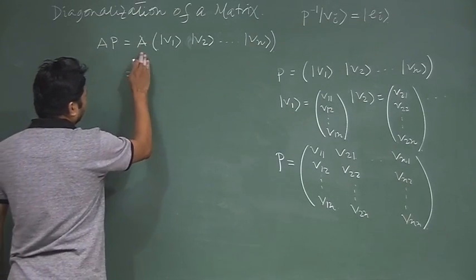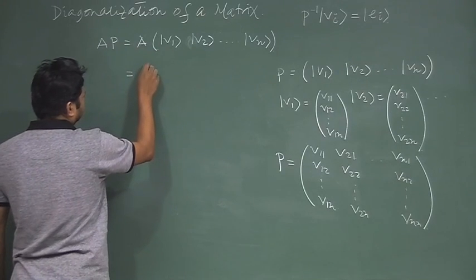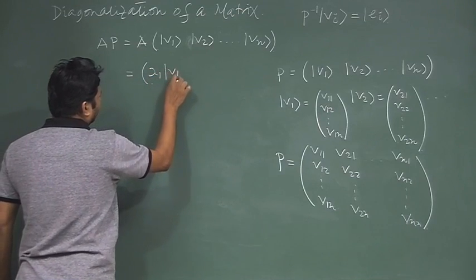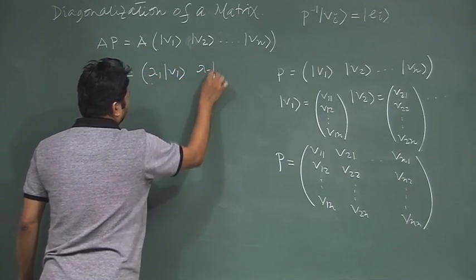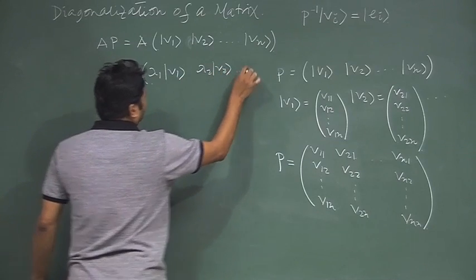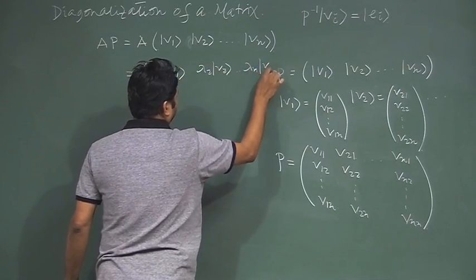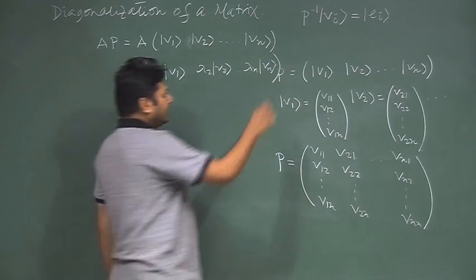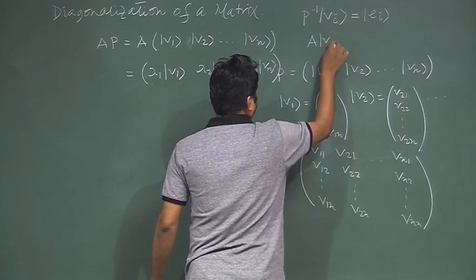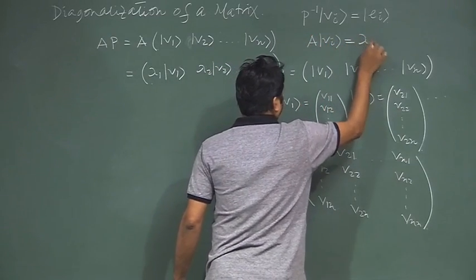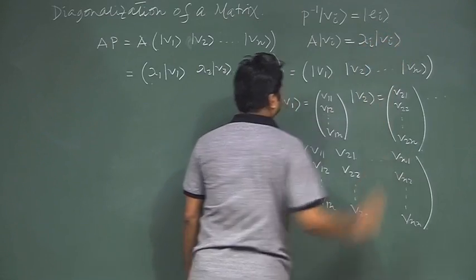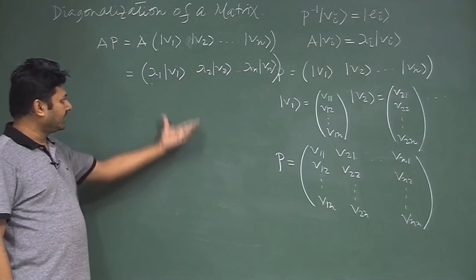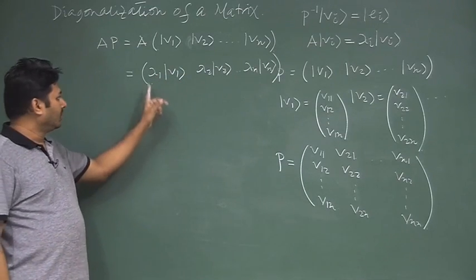If I operate these things, what happens? A will operate over that, so it will give you lambda 1 V1, lambda 2 V2, up to lambda n Vn. It will give this because the Vi are the eigenvectors, so A Vi is lambda i Vi. No problem with that. So, I will have another matrix form with this condition.